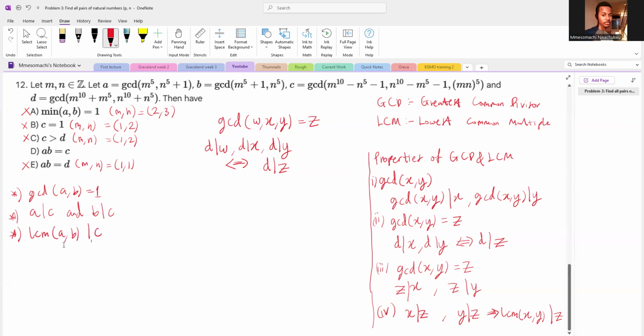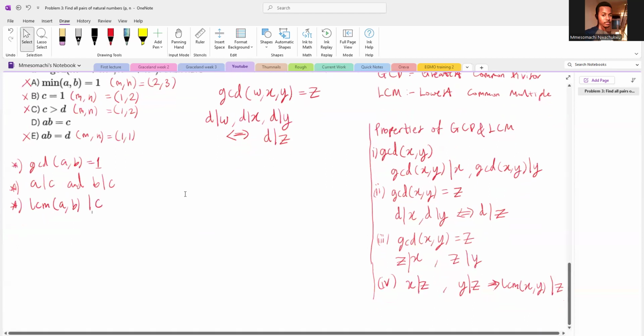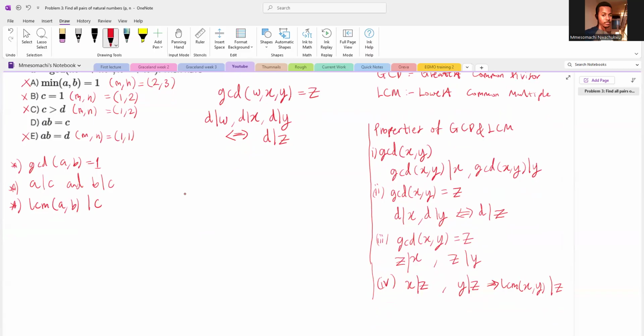Okay. Next property I will state. So this one, it's not very easy to generalize this to multiple terms. So attention. So not all the properties here are easily generalized. So we have that GCD of X and Y. So let me just use X and Y so that it's distinguished. So GCD of X and Y times LCM of X and Y is equal to X times Y.